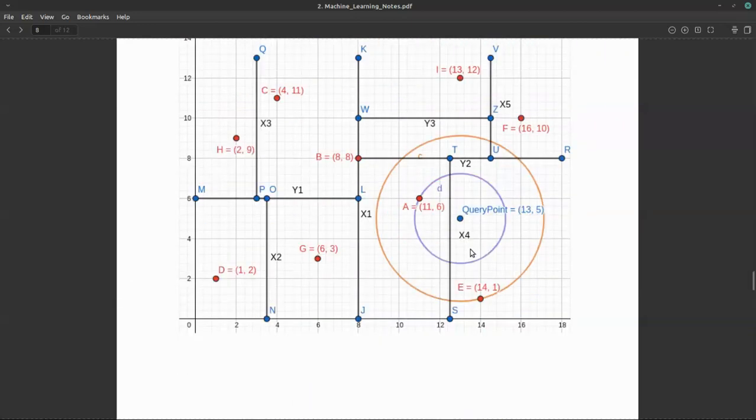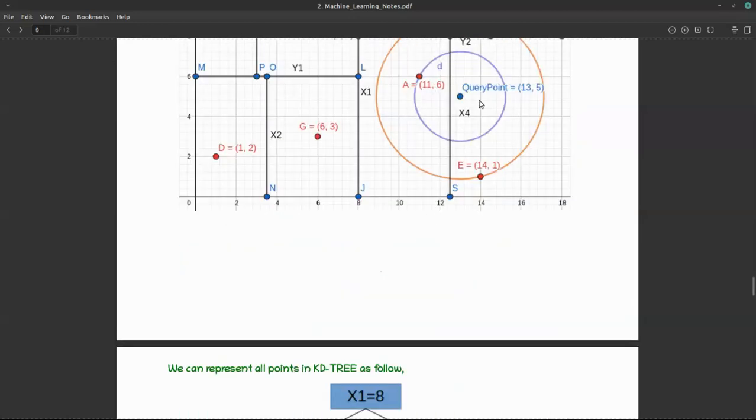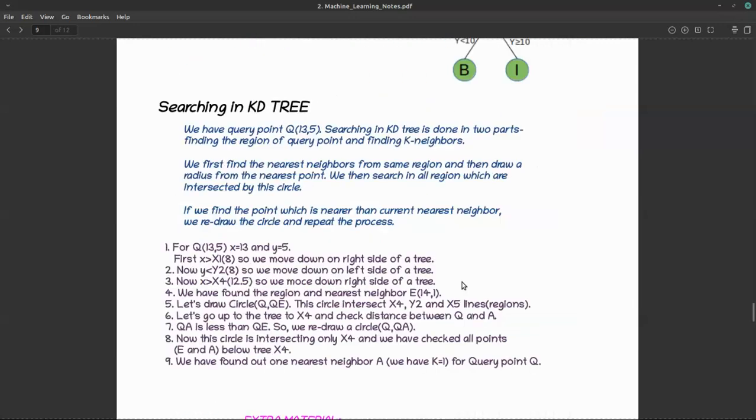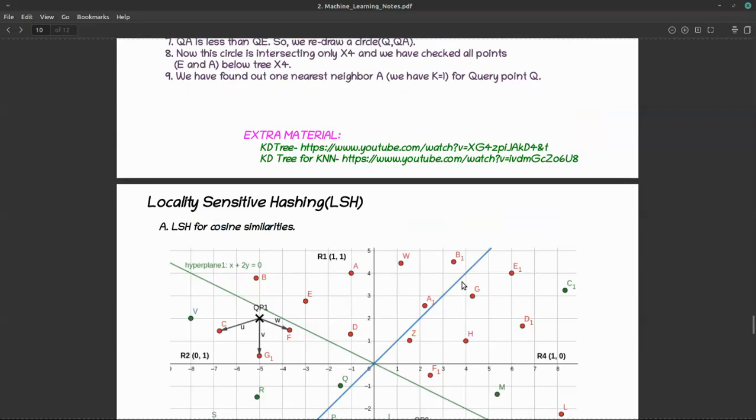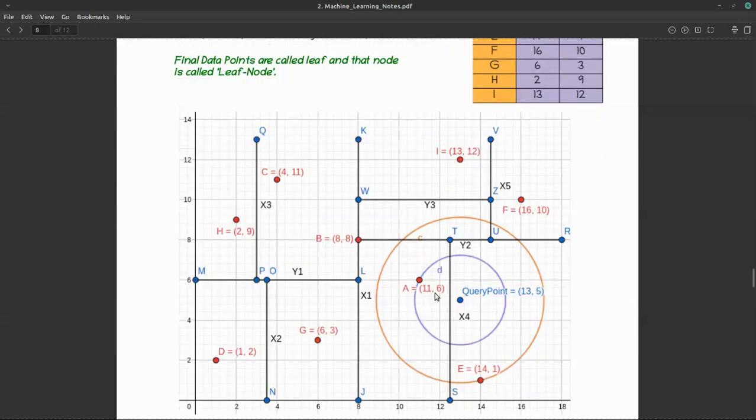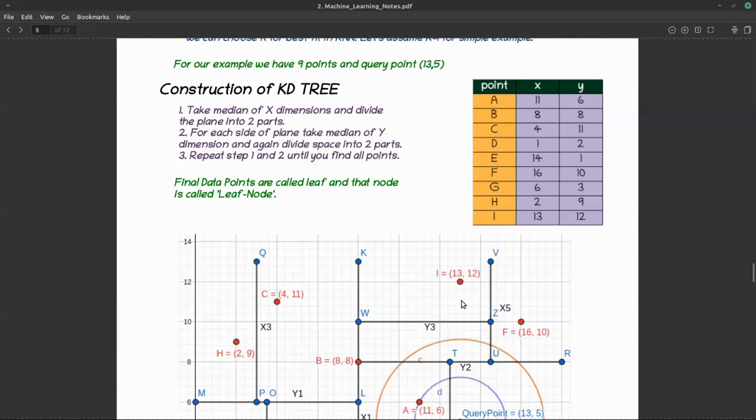If you have doubts, just watch video number 5 maybe in the old playlist, where we cover the meaning of this circle and how exactly we are solving this problem. Right, this query point is near to a, not to e. So how do we find the neighbor from behind the border? There is one methodology, but it is not very important. Any doubt in KD tree? We will have one more example from mock 2, I guess.